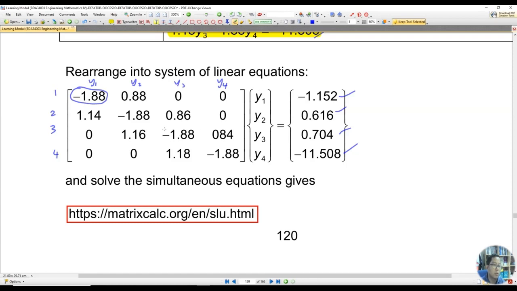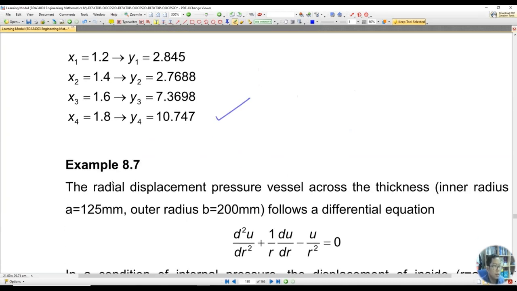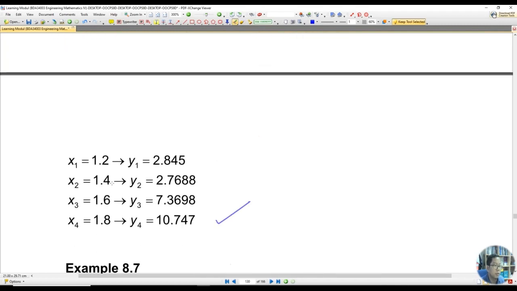So how are you going to solve the simultaneous equations using a calculator? First, you might use the matrix calculator, follow your tutorial, or maybe you can use any YouTube channel to find out the rest. I also will put the link in this video description about how to solve the simultaneous equations using a calculator. Okay, I think that is enough for example 8.6.